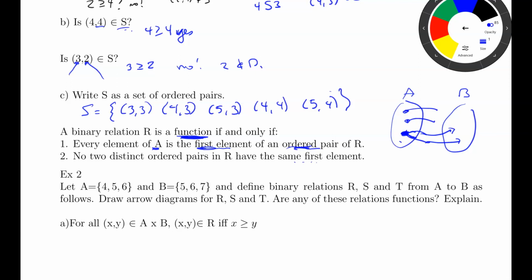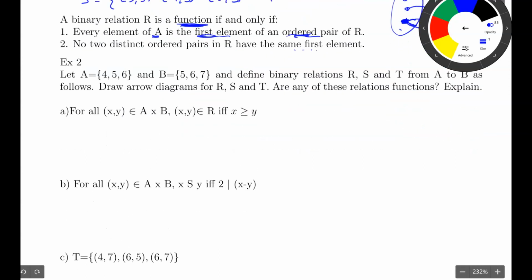All right, so here's my set A, and here's my set B. I like to draw pictures, so I'm just going to do it. Here's 4, 5, and 6. That's my set A. And then my set B, maybe label it there, is 5, 6, and 7. All right, that's my set B.